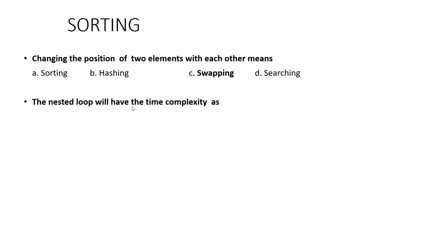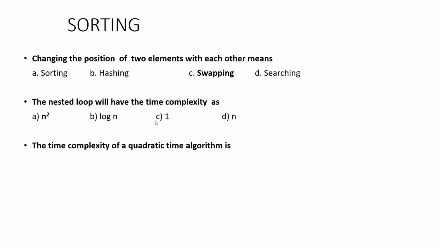The nested loop will have the time complexity as... A loop within a loop is called a nested loop. What is the time complexity of a nested loop? The answer is n square. Log n is incorrect, 1 is incorrect, and n is also incorrect. The correct answer is n square. The time complexity of a quadratic time algorithm is n square. So let us look at the answer. The answer is A, n square only. It is not n cube or log n or 1.